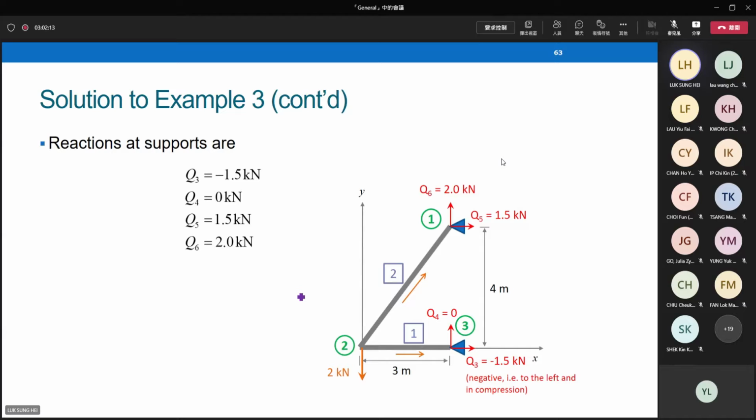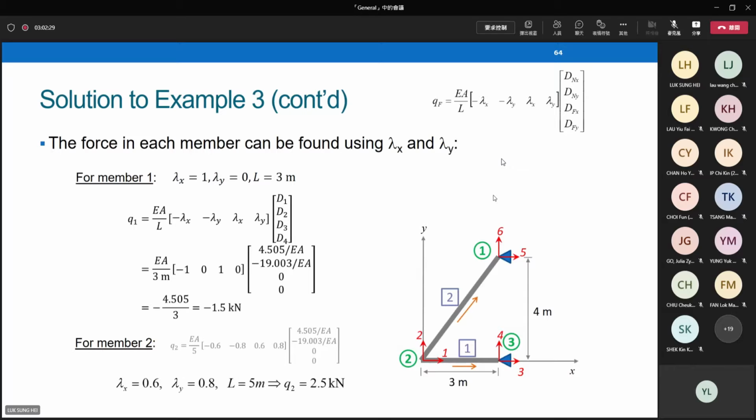So the support reactions are shown graphically on this page. Depends on what information you need. Here I show you how to calculate displacement, how to calculate reactions. You know all the numbers. And I also show you how to calculate the member actual force. In this example, I show you how to calculate member actual force.